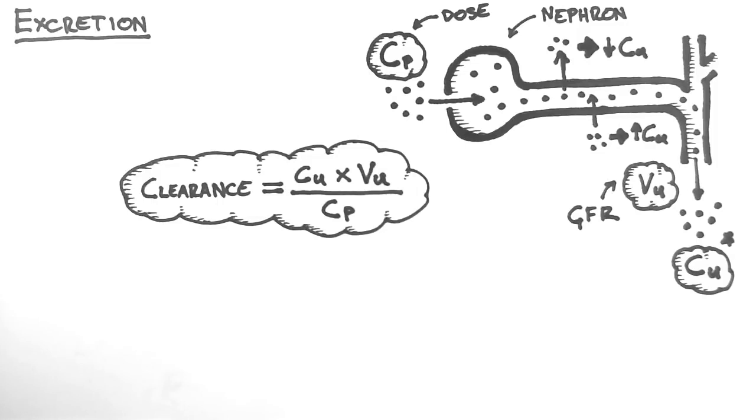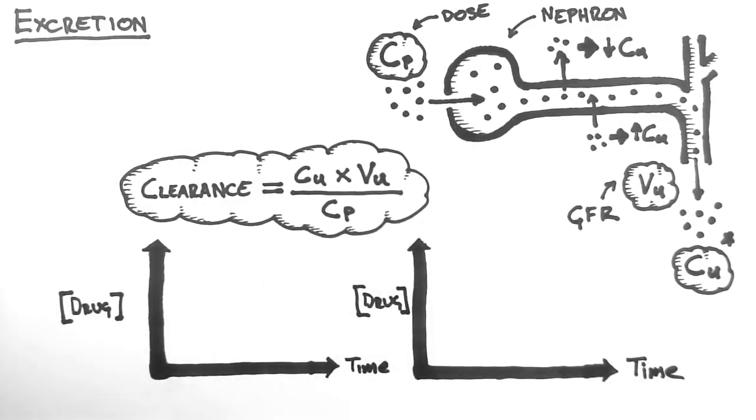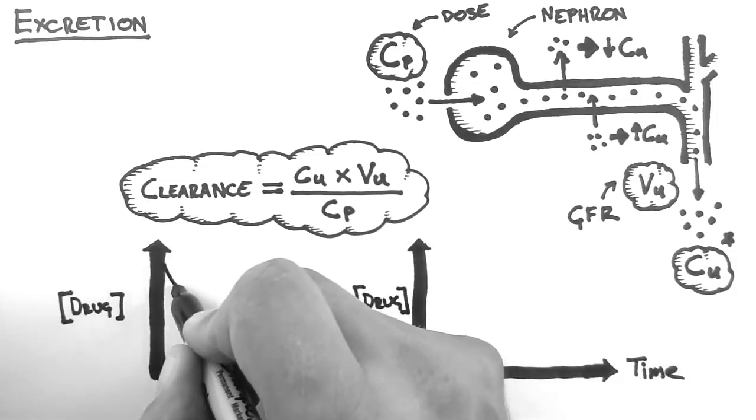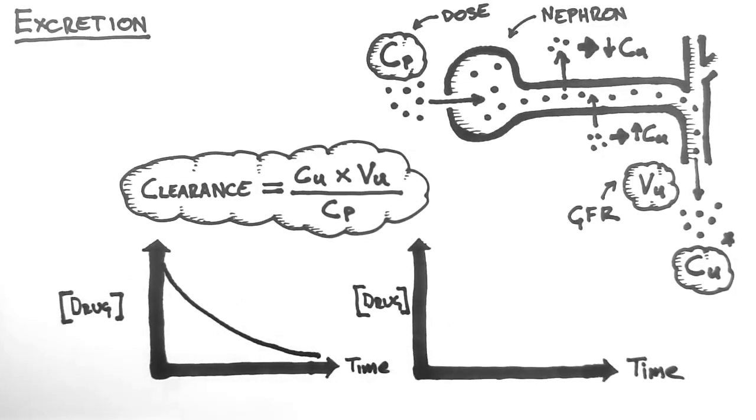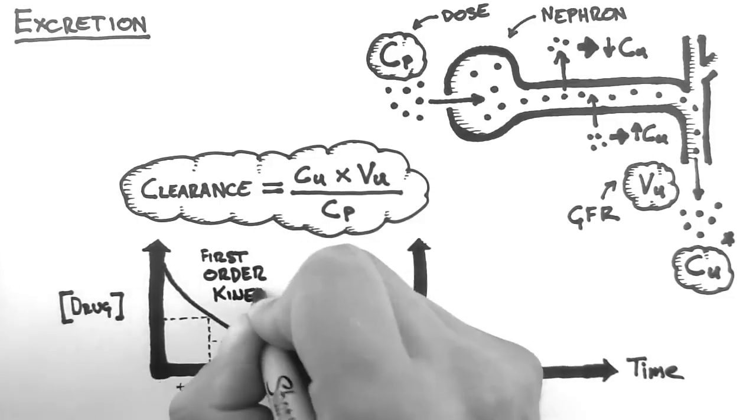Now let's talk about something slightly different, orders of kinetics. In the system I've drawn above, the higher the concentration in the plasma, the faster the drug will be excreted. This makes sense because the more drug in the plasma, the more in the filtrate, and thus the more drug in the urine. This will give us a curve that looks like this. So the speed at which the drug is being eliminated slows down as the plasma concentration drops. Note, however, that the half-life is a constant. When a drug behaves like this, we call this first-order kinetics.